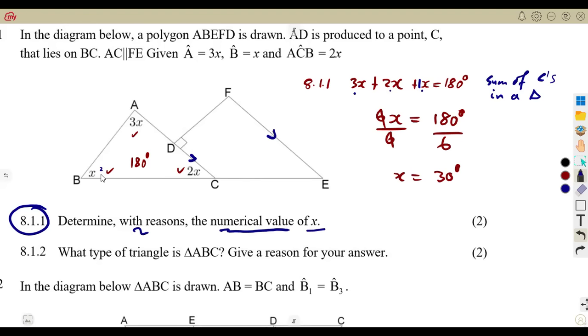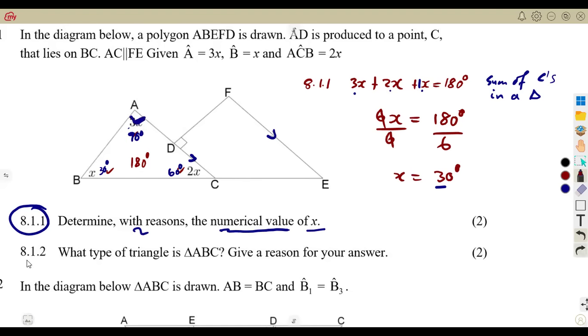So meaning to say this is 30 degrees, 2x is 2 times 30, which is 60. 3 times x, 3 times 30, is going to be 90 degrees. So meaning to say it's a right angle triangle with this one. As you can see, there's a 90 degrees there.